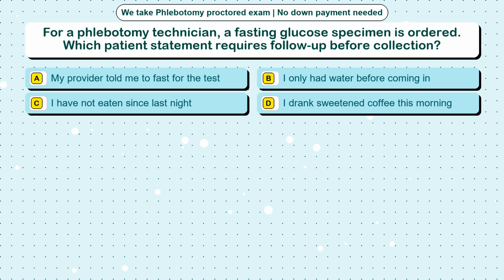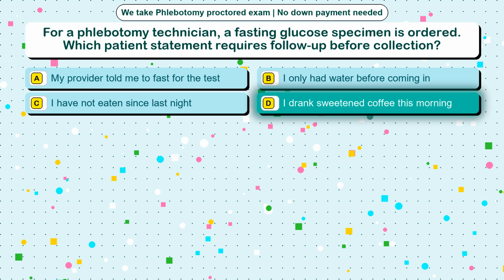Question 15. For a phlebotomy technician, a fasting glucose specimen is ordered. Which patient statement requires follow-up before collection? Option A. My provider told me to fast for the test. Option B. I only had water before coming in. Option C. I have not eaten since last night. Option D. I drank sweetened coffee this morning.